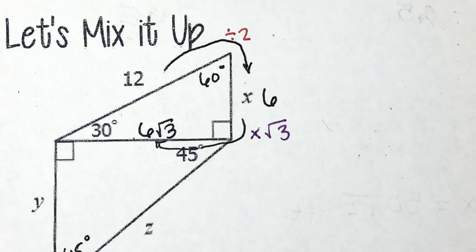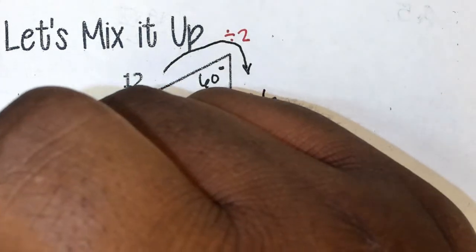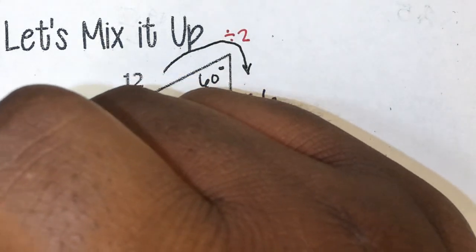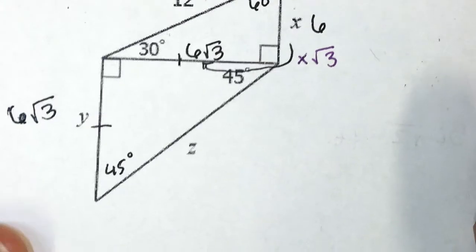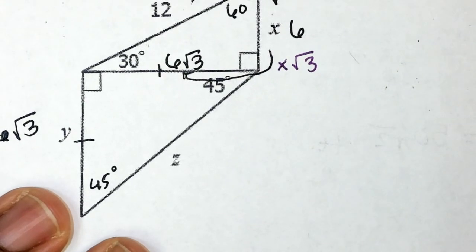Kahari, I'm not done with you. Since the longer leg on the 30, 60, 90 triangle is 6 square root 3, it's also a leg on my 45, 45, 90 triangle. What's y, the next one we need? Good. Y is going to be 6 square root 3 because they are congruent on the 45, 45, 90. So my y is going to be 6 square root 3 as well.